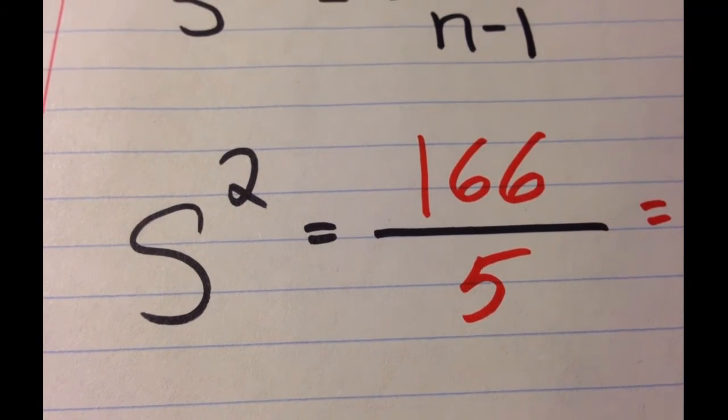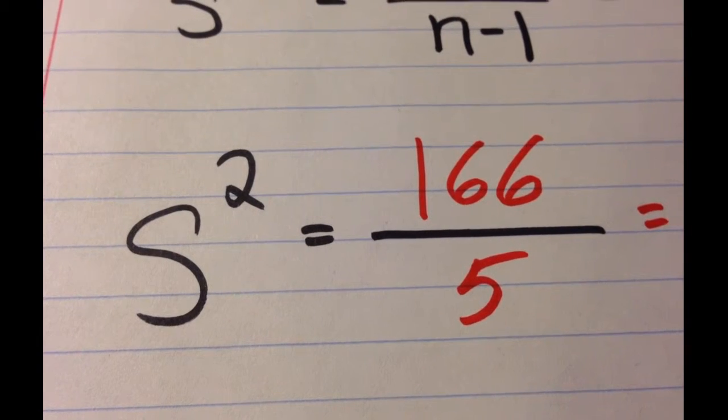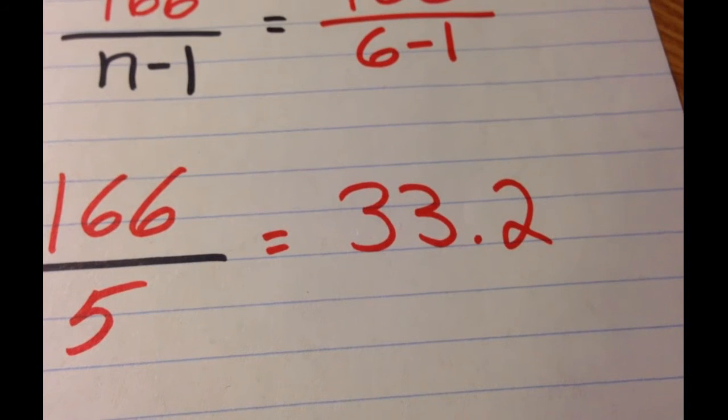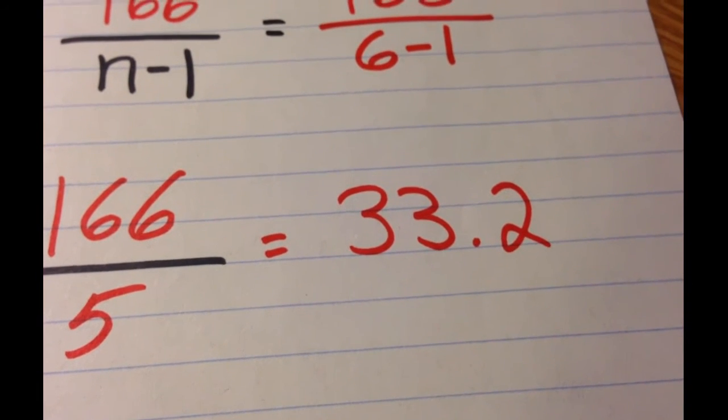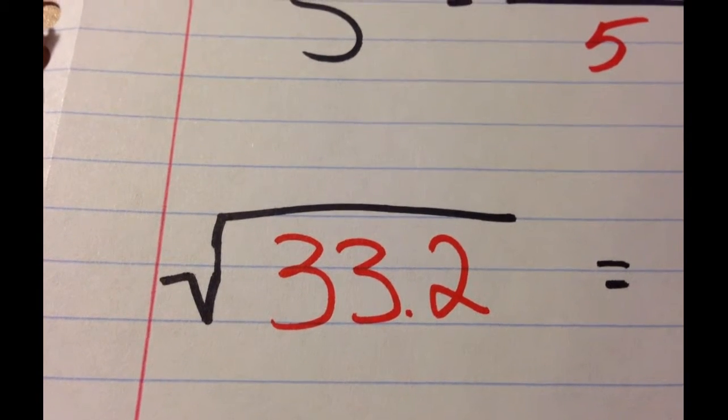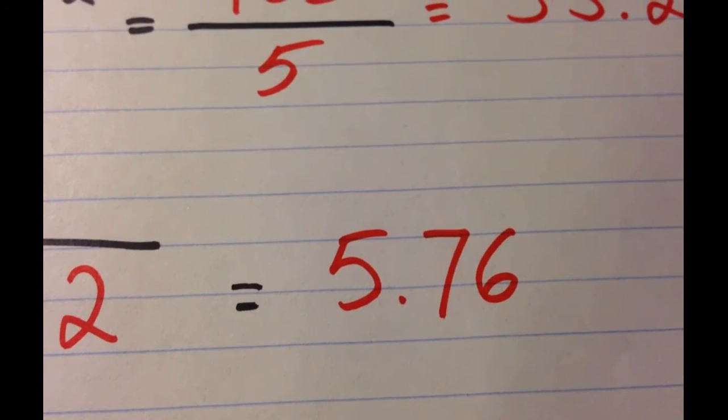Now you will solve the equation. Simply divide 166 by 5. The result is 33.2. If you'd like to find the standard deviation, simply find the square root of 33.2. This is equal to 5.76.